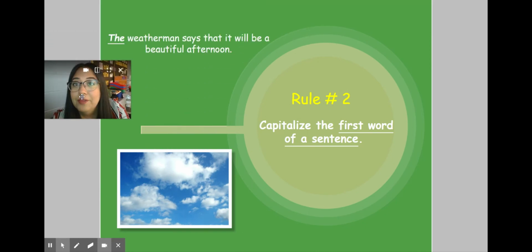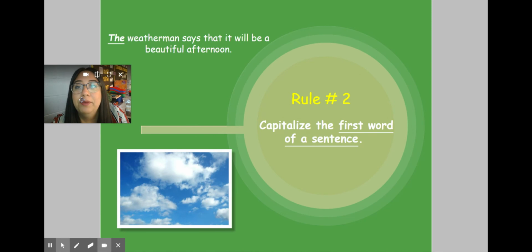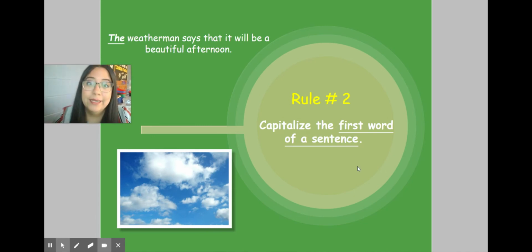Here it says, the weatherman says that it will be a beautiful afternoon. Notice how the word the is capitalized because it's the first word of the sentence. So all of this stuff should be review, but I need to see it in your writing. Anytime that you type anything, I need these rules to be followed, okay? I notice that some of you don't capitalize your I's when you type, and also sometimes the first letters of the sentence are not capitalized and they need to be.